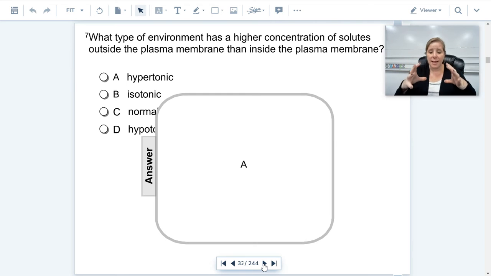So in a hypertonic cell, there's more water on the inside and more solutes on the outside, and the water is going to leave the cell to get to that higher concentration. When that happens, the cell will shrivel. So when you put a cell in a hypertonic solution, it will shrivel.